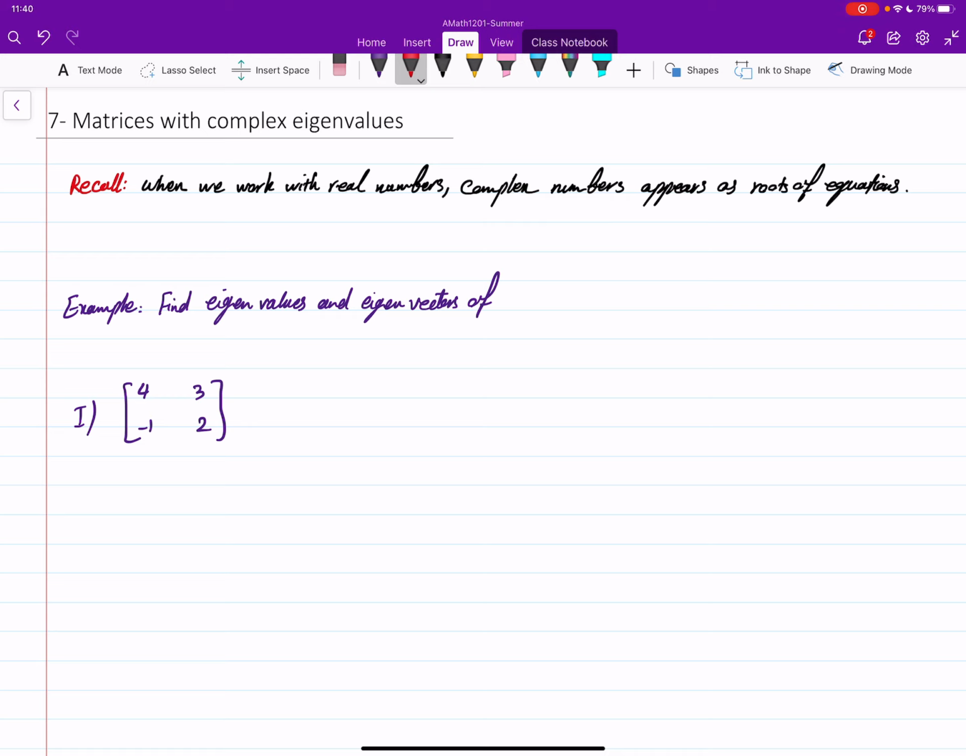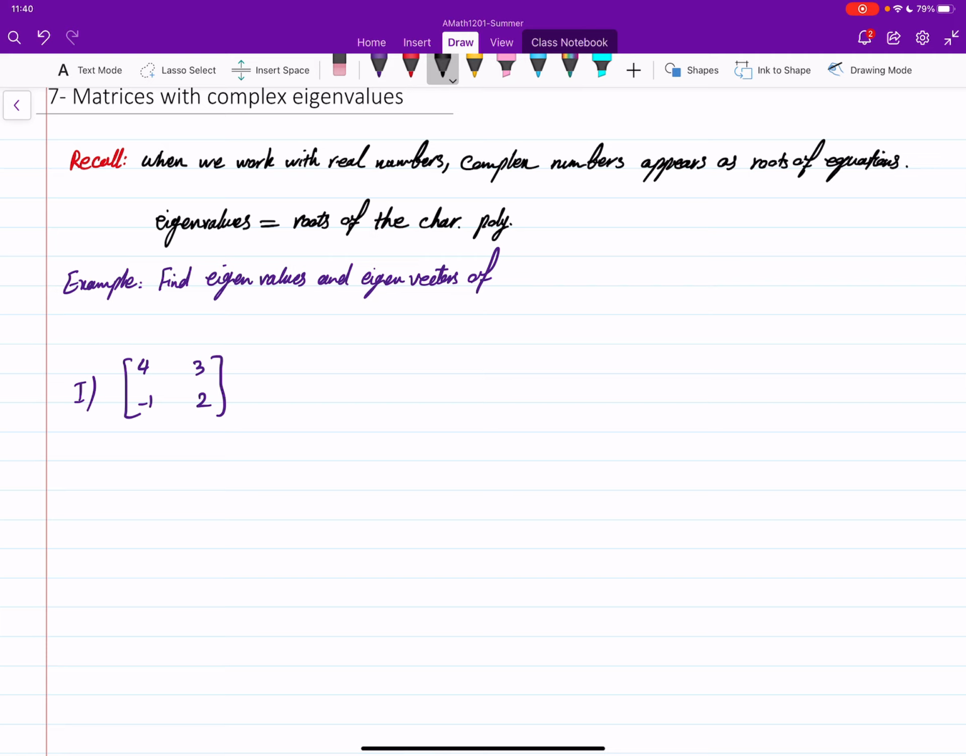But why this can happen for eigenvalues is, recall that eigenvalues are roots of the characteristic polynomial for the matrices. So we're basically trying to solve an equation, and though all the entries are real and all the coefficients of the characteristic polynomial are real, the eigenvalues can be complex. Let's see this in an example.